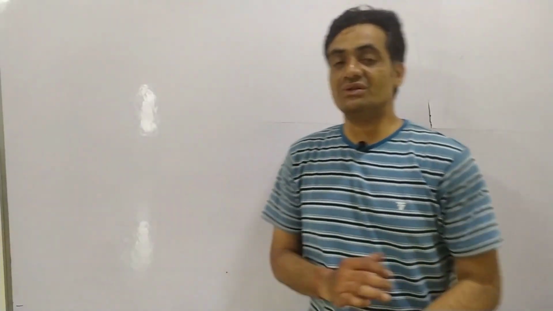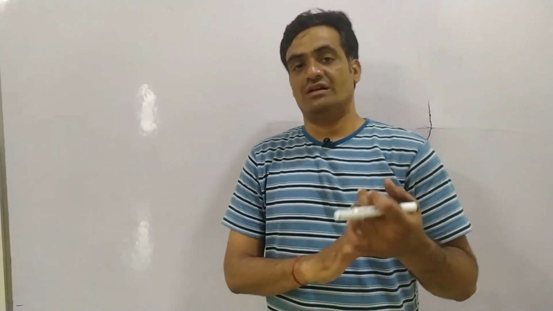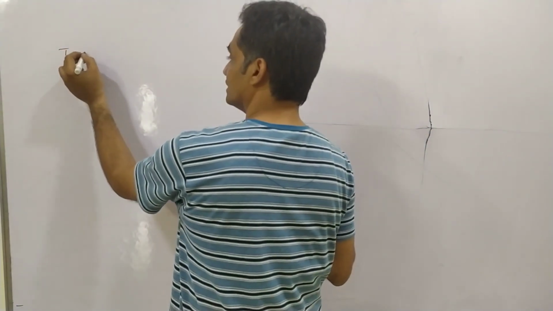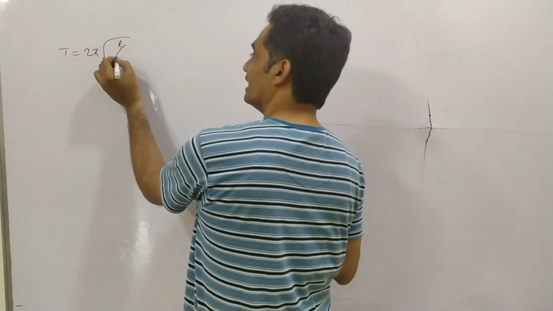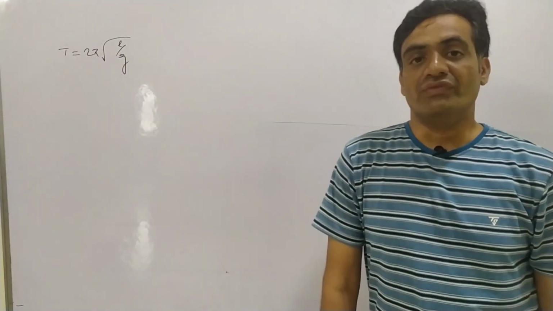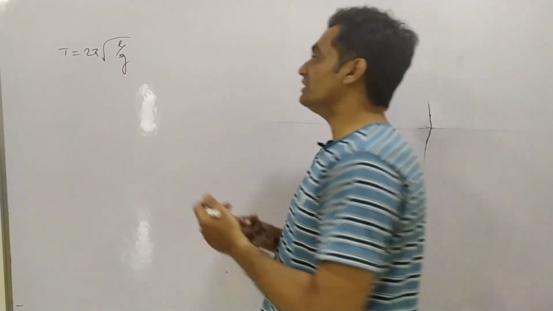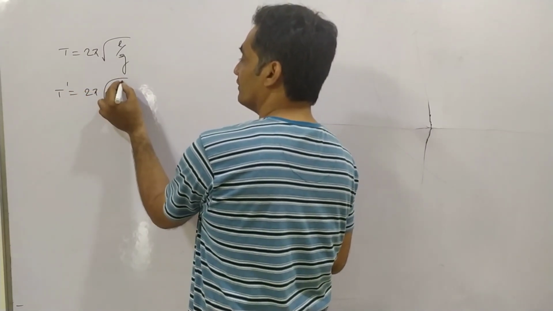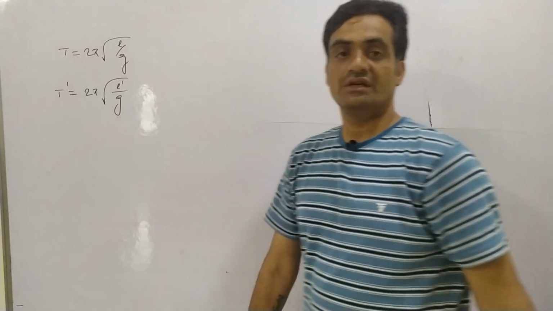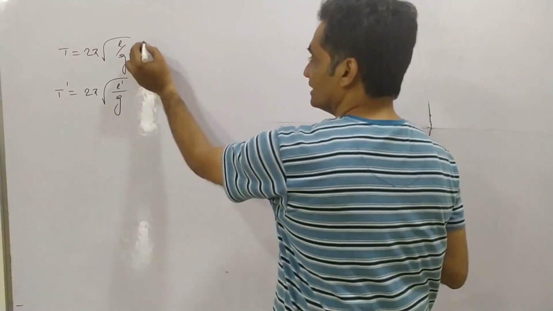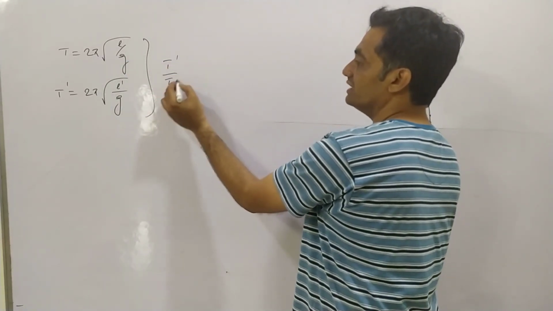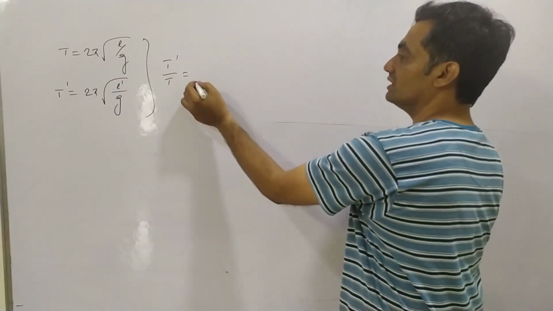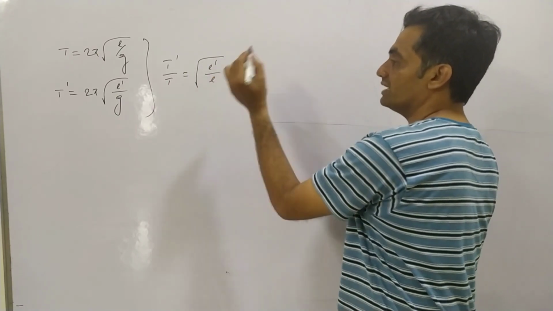Now we are going to discuss the time period of oscillation of a pendulum, which is represented as T equals 2 pi into square root of L by g. Now when we heat this pendulum, the time period will change to T dash. T dash equals 2 pi into square root of L dash by g. Based on that, T dash by T equals, as 2 pi gets cancelled and g also gets cancelled, the expression is L dash by L.